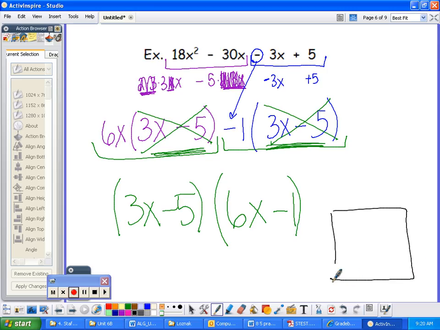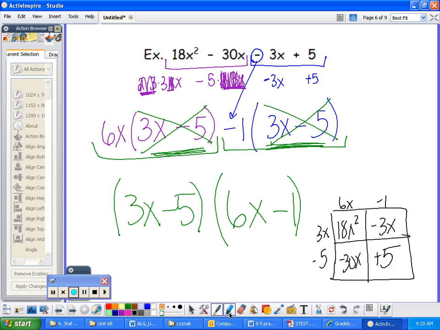And I'm going to do it real fast. This gives me 3x minus 5 and 6x minus 1, 18x squared. I'm going kind of fast, but you should know how to do this. A negative 3x, a negative 30x, and a positive 5. So do I have all of that? I sure do.